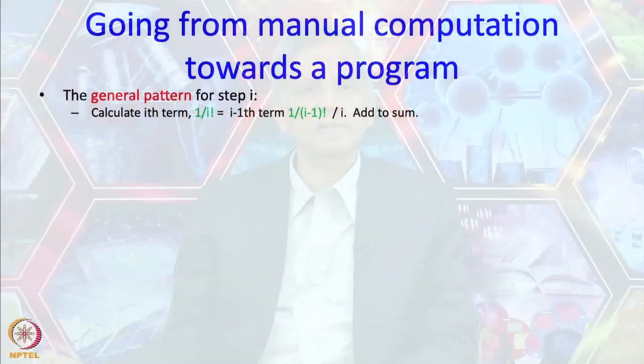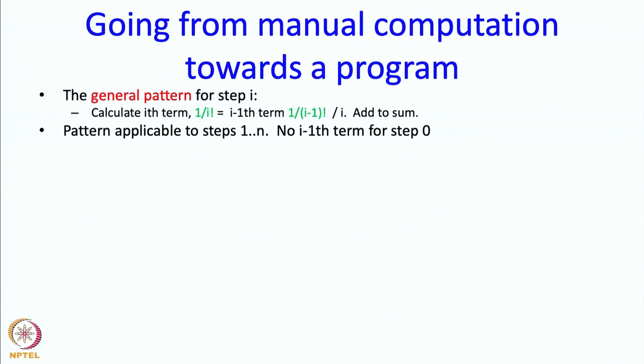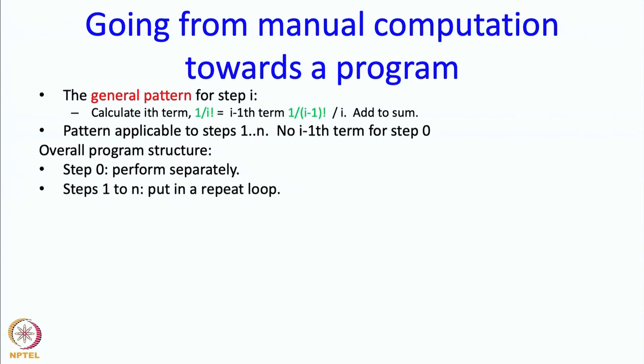Okay, so we have a reasonable understanding of what the manual computation is. Now we are going to move towards a program. So as we said, the general pattern for step I is to calculate the ith term by dividing the I minus 1th term by I and then adding it to the sum. Now we also said that this pattern is applicable to steps 1 through n and not to step 0. Alright, so this suggests an overall program structure, which is we perform step 0 separately and put steps 1 to n in a repeat loop. Okay. So that is good. We have made progress towards the structure of the program.